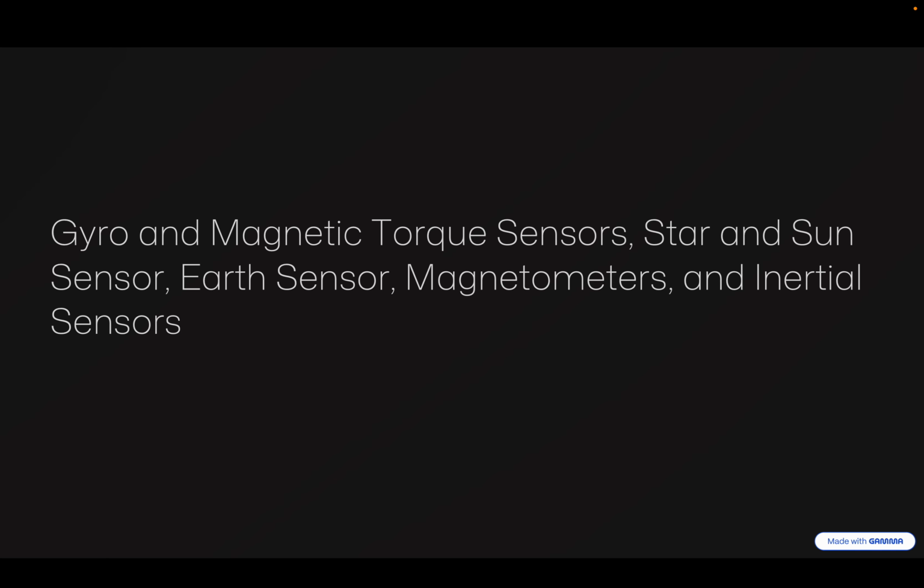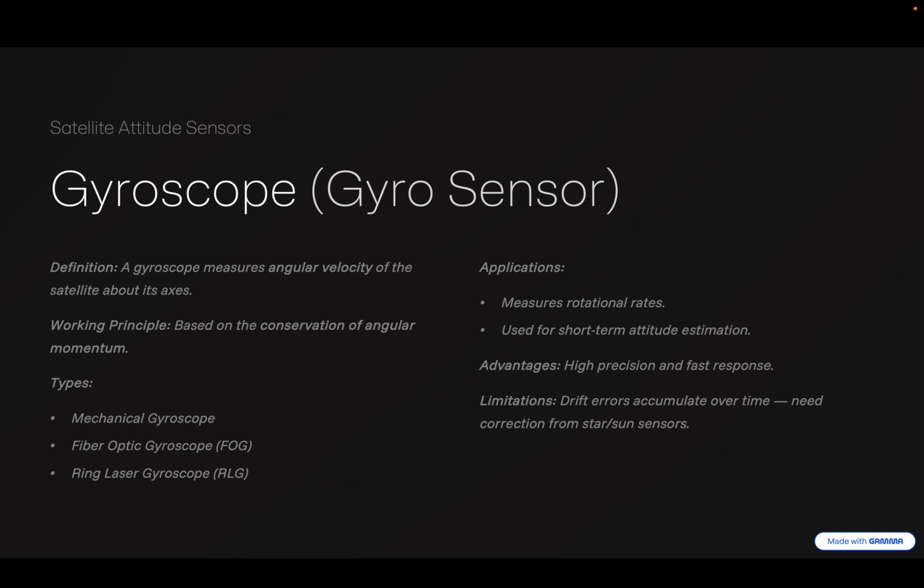And not only these, for each and every subsystem in the satellite, whether it is functioning properly or not, we can know only by checking using the sensors. Now, some of the important sensors we need to see: one of the sensors we have is the gyroscope. A gyroscope measures the angular velocity of the satellite about its axis.